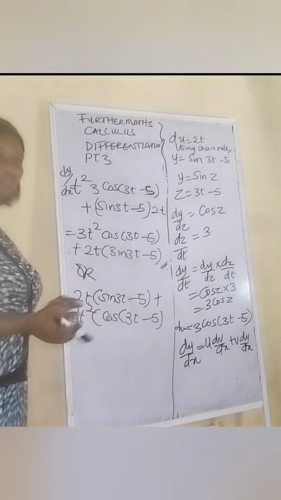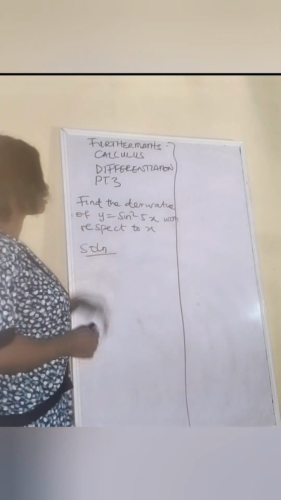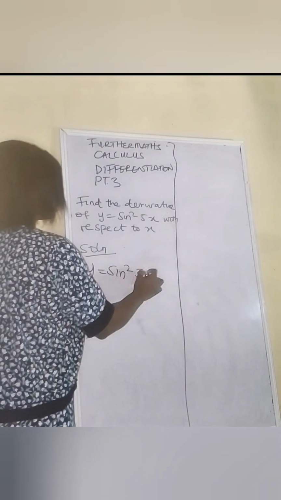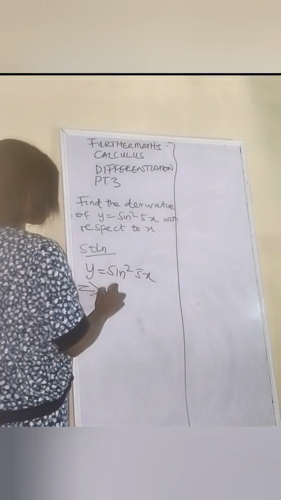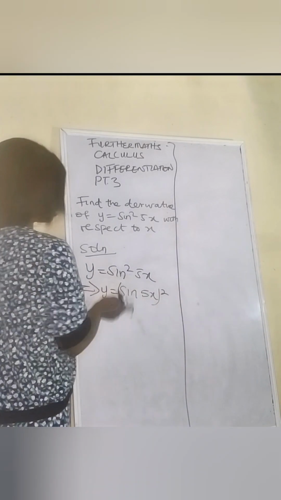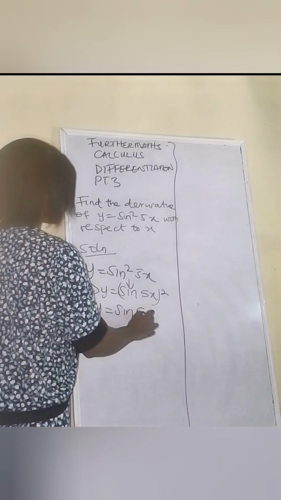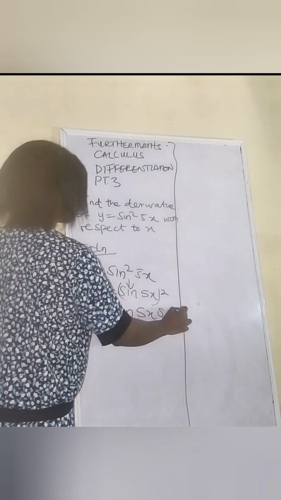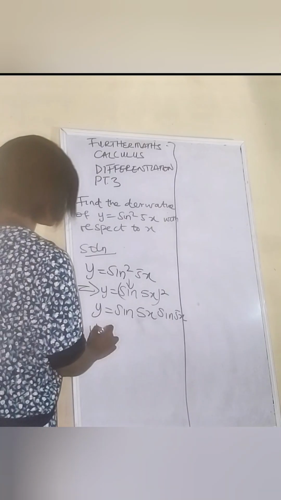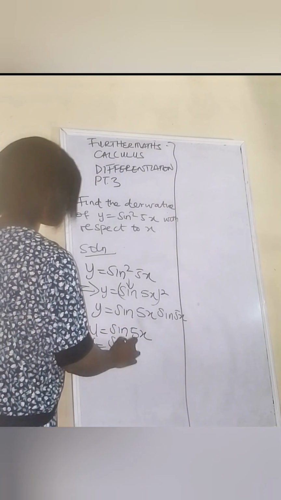So you understand? Question now, we have to find the derivative of y equals sine squared 5x. So let's solve that now. When you see something like this, it means y equals sine 5x all squared. So this is what it means. So y equals sine 5x times sine 5x. Now using your product rule, we have u equals sine 5x and our v is also sine 5x.